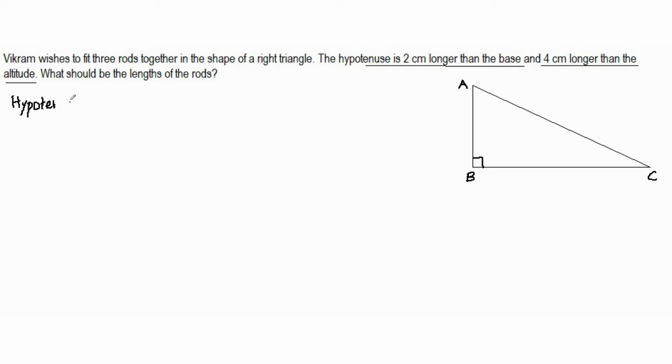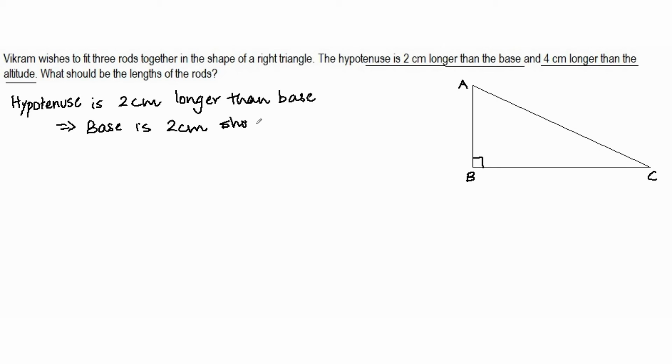So the hypotenuse is 2 centimeters longer than the base, which means the base is 2 centimeters shorter than the hypotenuse, right? And therefore, if I consider my hypotenuse as h, then the base is 2 centimeters shorter than the hypotenuse, which means it is h minus 2.